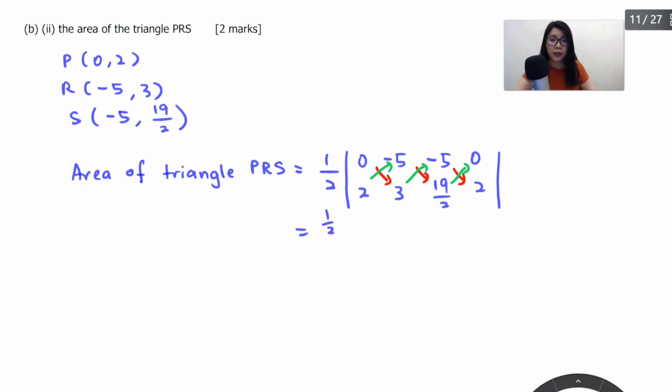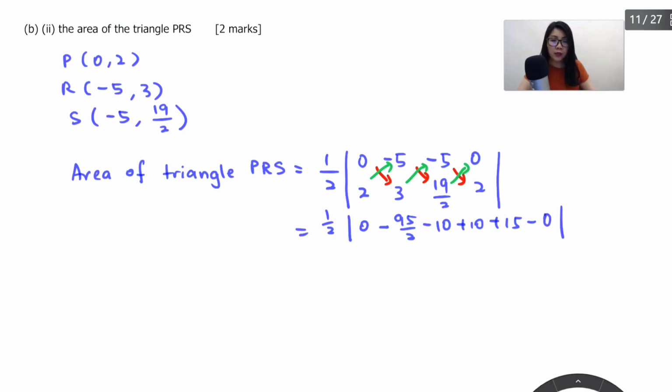Half remains outside. So 0 times 3 is 0. Then -5 times 19/2 gives us -95/2. Then plus -5 times 2 is minus 10. After that, we minus 2 times -5. I don't have to put a bracket, so minus minus becomes plus 10. Then minus minus plus 15. Then minus 19 times 0, which is 0.